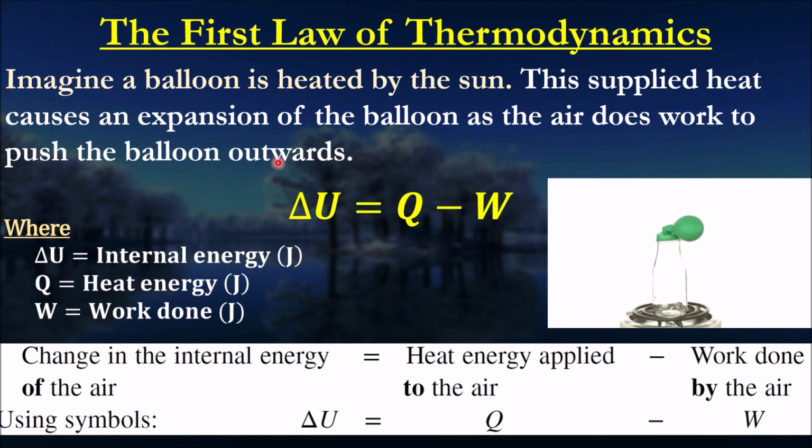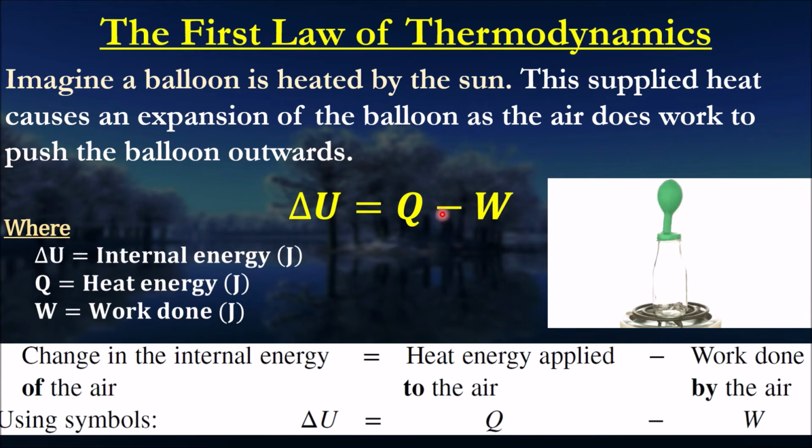Okay, so we have this nice little formula here. Imagine a balloon is heated by the sun. This supplied heat causes an expansion of the balloon as the air does work to push the balloon outwards. So this is the formula we're using. Delta U is the change in internal energy, meaning the internal energy of the reaction vessel. Capital Q represents the heat energy of the system, and then W represents work.